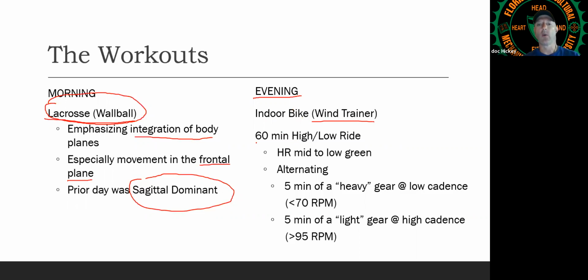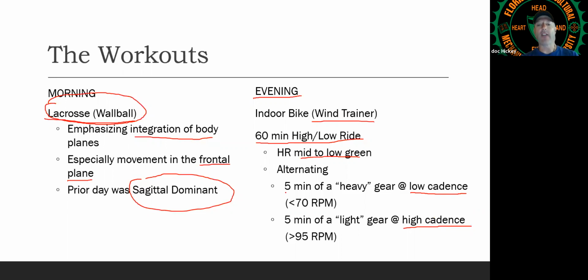So I'm going to do what I call a 60-minute high-low ride. Intensity, mid to low green. But when we take a look at high-low, what we're looking at is our cadence. So the cadence is how fast I turn the pedals over.